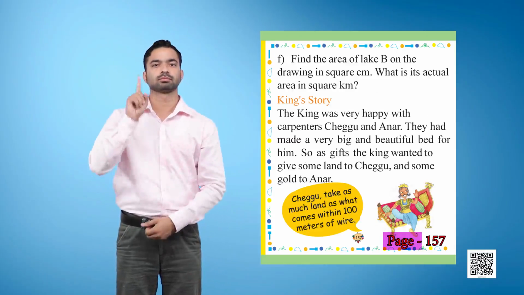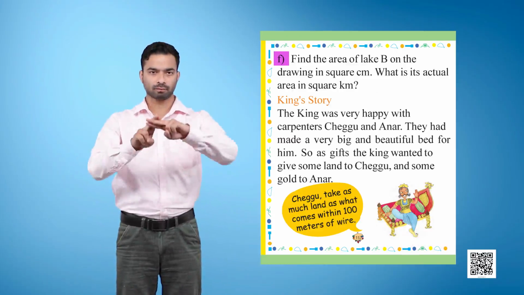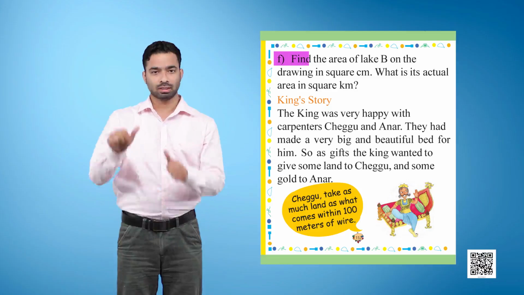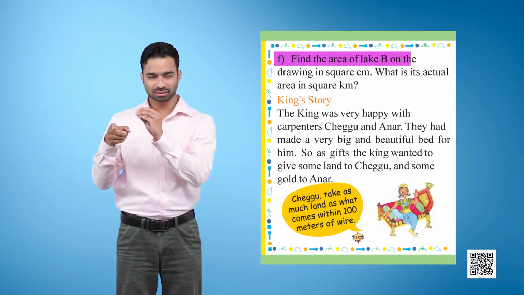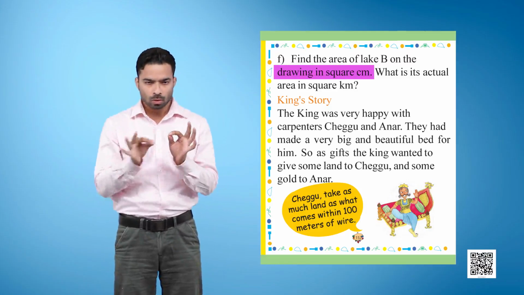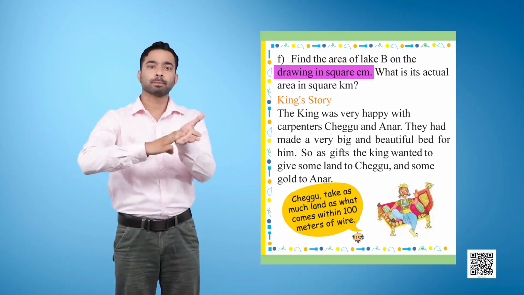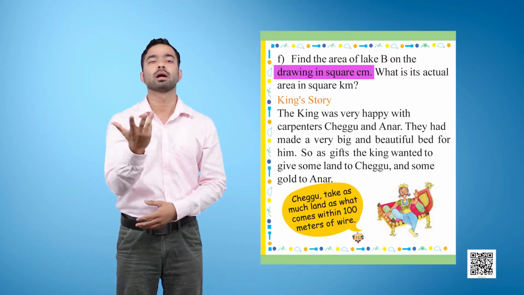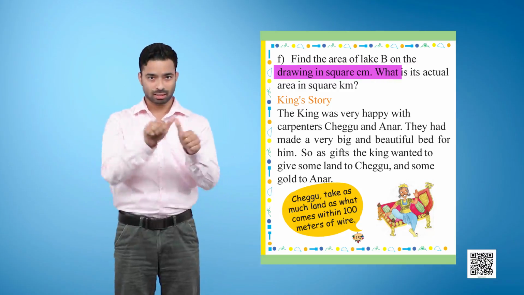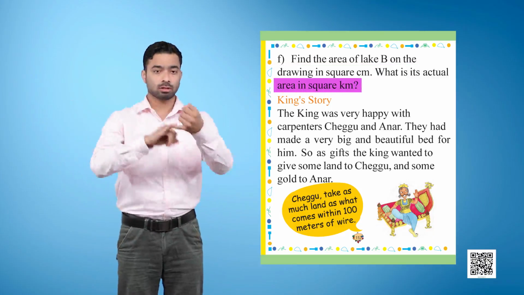Page 157. F. Find the area of Lake B on the drawing in square centimeters. What is its actual area in square kilometers?